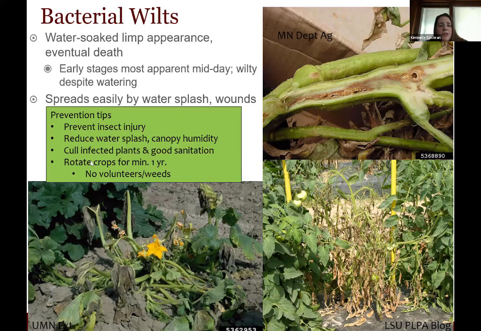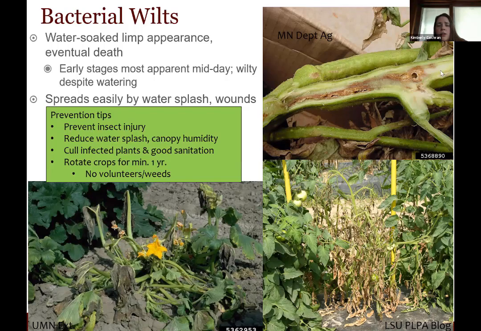Cull infected plants. You don't want a typhoid Mary sitting there infecting all the other plants nearby, and practice good sanitation when you do. Don't just pull it up and leave it there on the ground. Pull it up and dispose of it properly, and then wash your hands after you do that before you go handle other plants. Rotate crops for a minimum of 1 year, and be on the lookout for volunteers or weeds, because those can be bridge crops and basically carry over infection to the subsequent year.